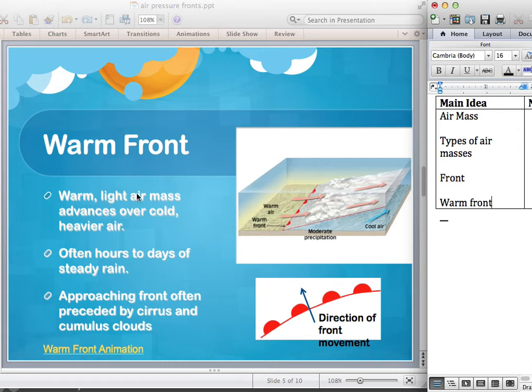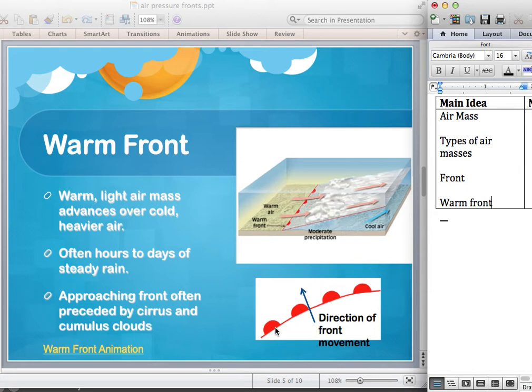So in a warm front, we have warm, lighter air pushing over a cold, heavier air mass. Right? And so the warm air is pushing the cold air out of the way, but as it reaches it, it kind of gets pushed up along a ramp. And this often results in hours to days of steady rain. Since this warm air rises gradually, it forms lots of clouds spread out over a big horizontal distance. So you'll get lots of areas over here where you'll have clouds.